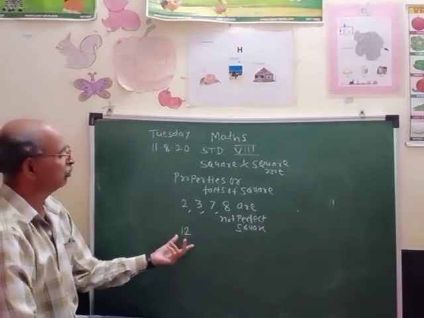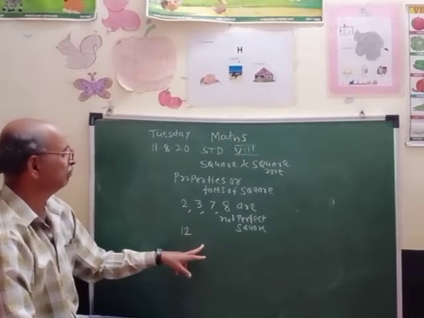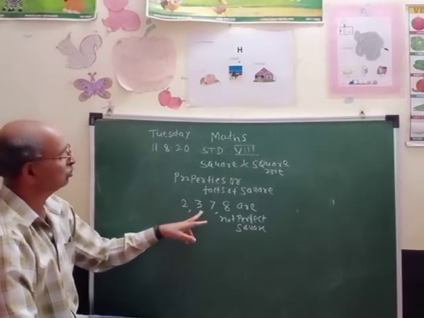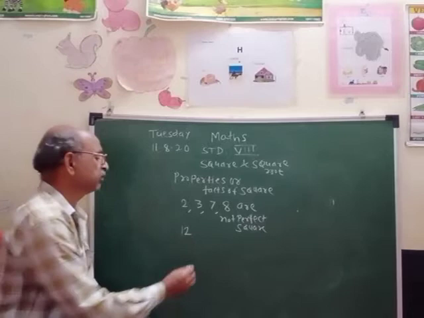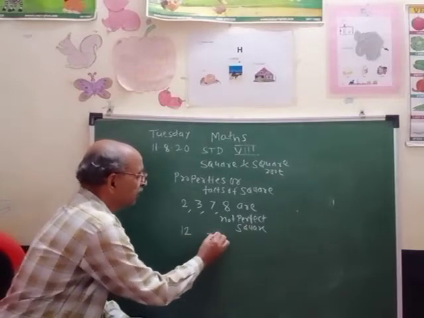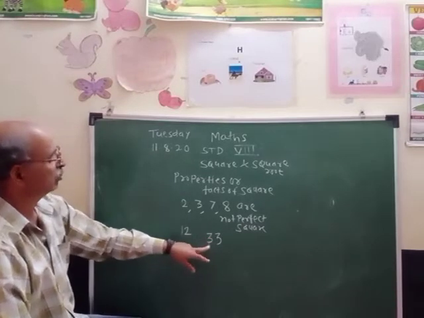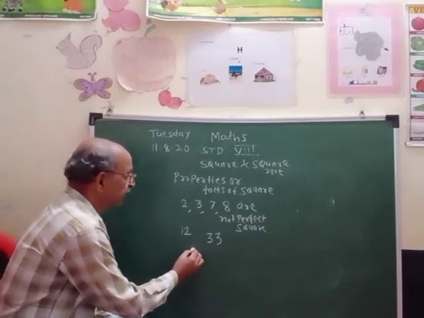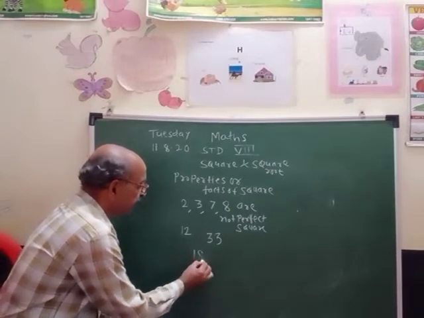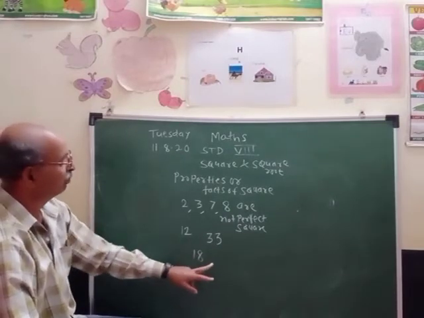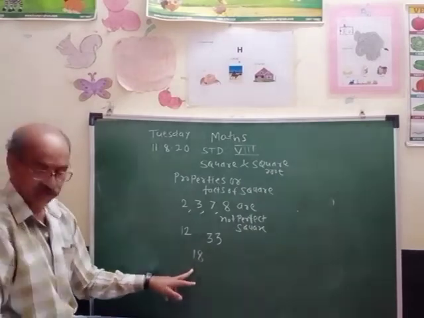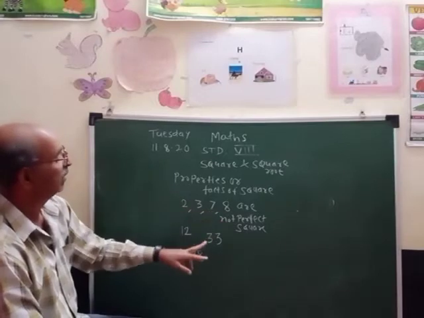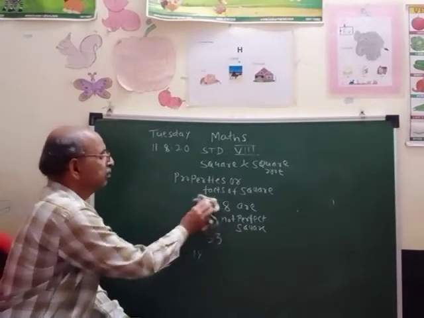So the square means we can write the product in the form of the same number, then it is called a square. Generally, the numbers which end with 2, 3, 7, 8 are not perfect squares. Now see, if you take 33, 33 is also not a perfect square because we cannot write 33 in the product form of the same number. Then if we take 18, 18 also we cannot write as a product of the same number, so 18 is not a perfect square. So the numbers which end with 2, 3, 7, 8 are not perfect squares. This is the first property.